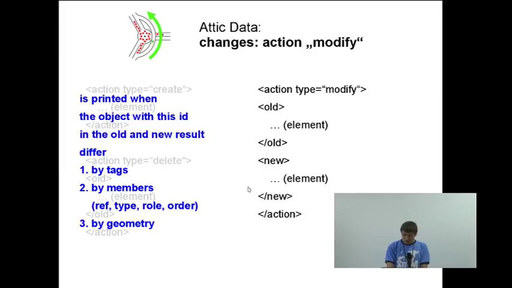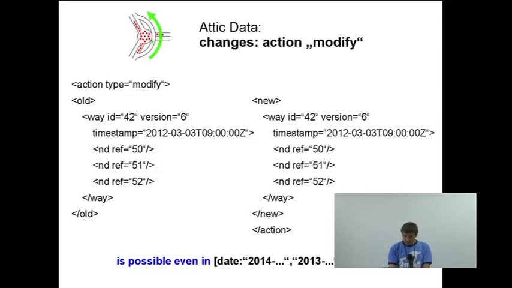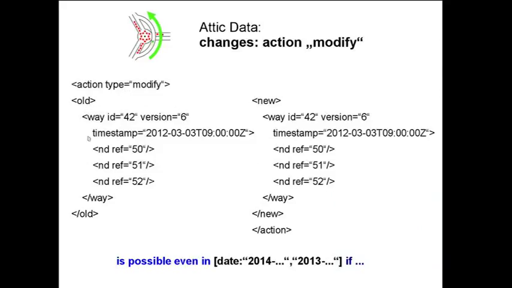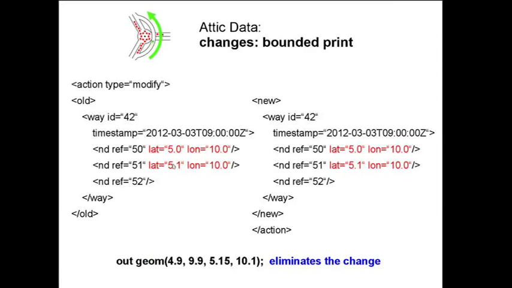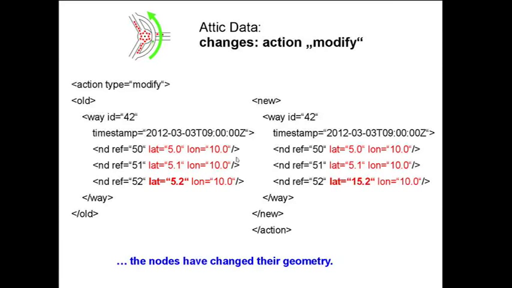So let's get to the modify thing. This is printed when the object with this ID differs by tags, by members, or by geometry. Similar problem as before. It may happen that you get an action type modify where old and new are exactly the same. It looks totally insane. That is why it's most often useful to use not the general out statement, but out geometry, because then it will tell you that this has happened because the node has changed its geometry. That's why we see this element changing.